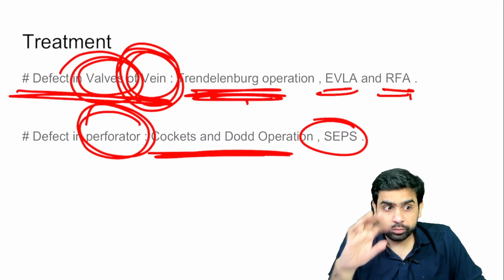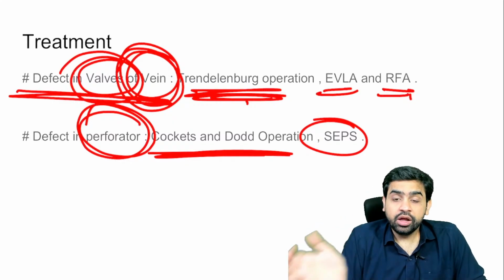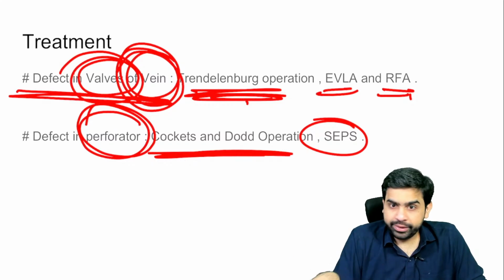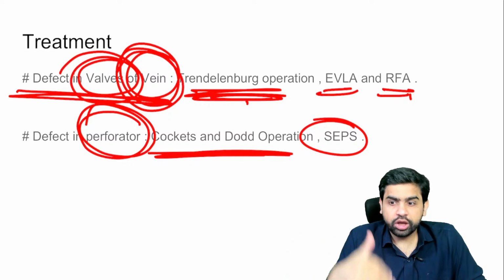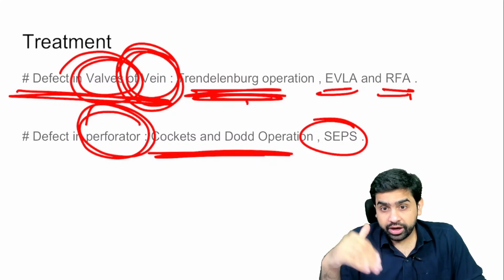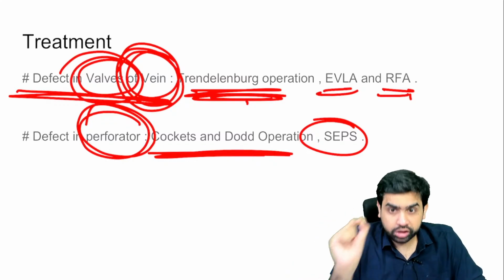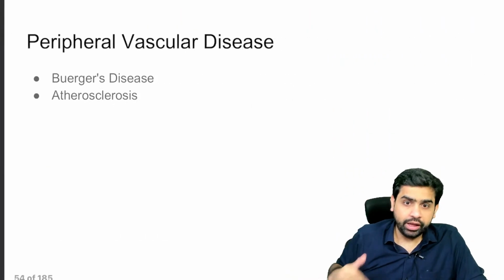Another important thing from the anatomical perspective which you should remember is the great saphenous vein. It is on the medial side of the leg, that's fine. But does it originate anterior to the medial malleolus or posterior to the medial malleolus? It originates anterior to the medial malleolus. This is something you need to remember. I hope you've understood.